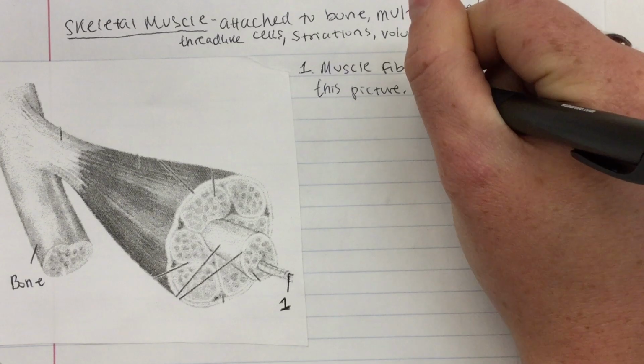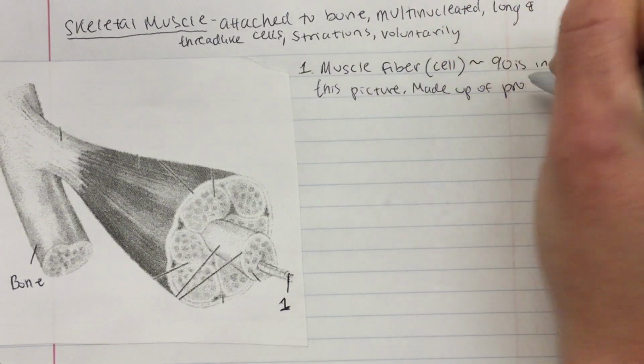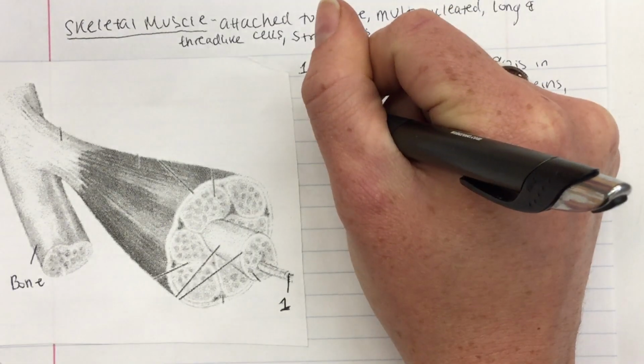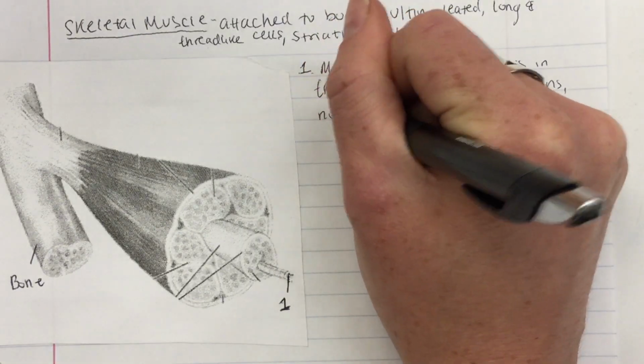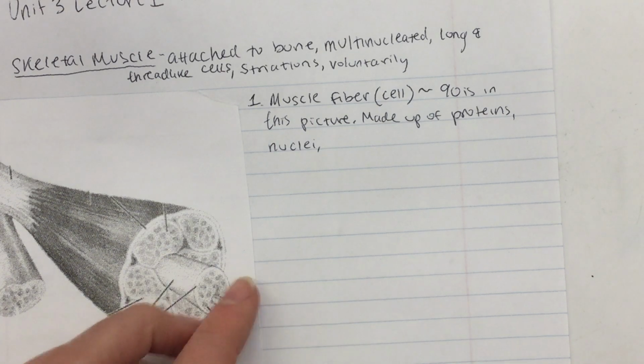And what they're made up of is proteins. They have nuclei in them. And they're just a cell. So they have what all cells have. They have nuclei. They have all the cell organelles like ribosomes and endoplasmic reticulum and Golgi apparatus, everything you learned about in bio or 8th grade.